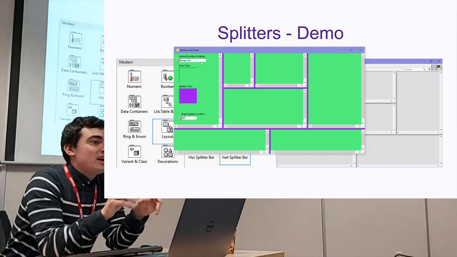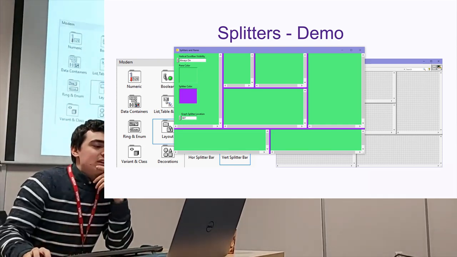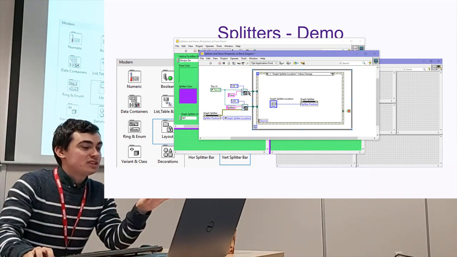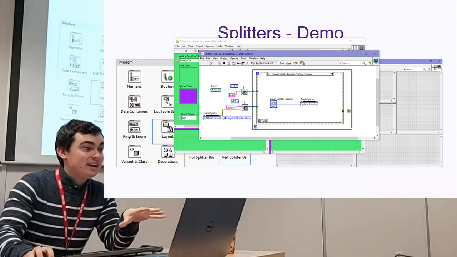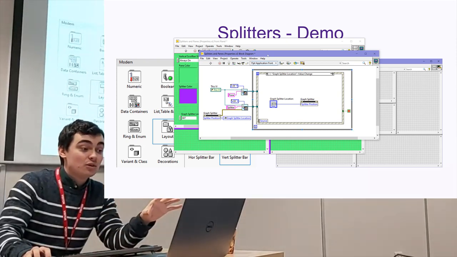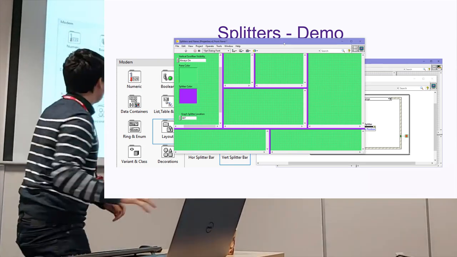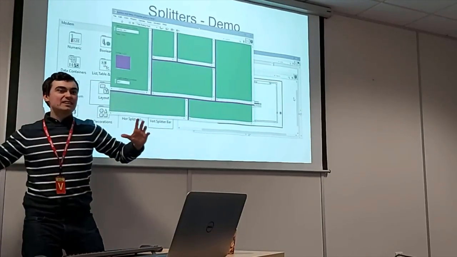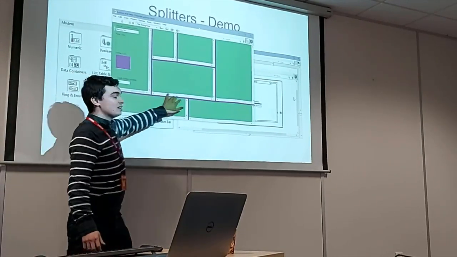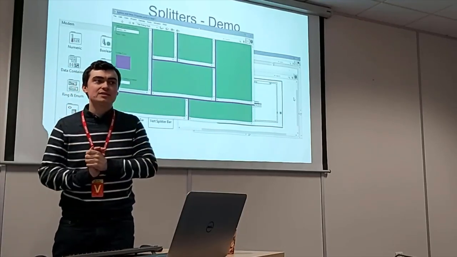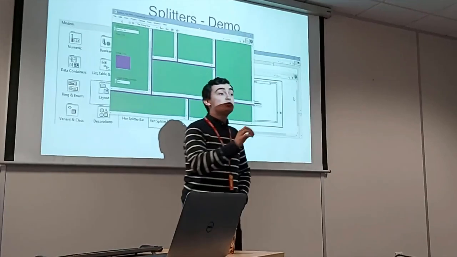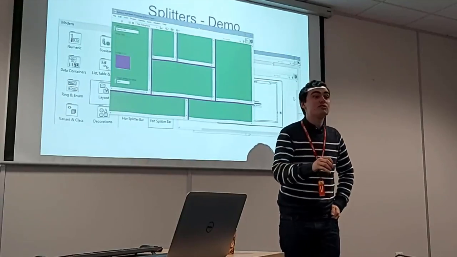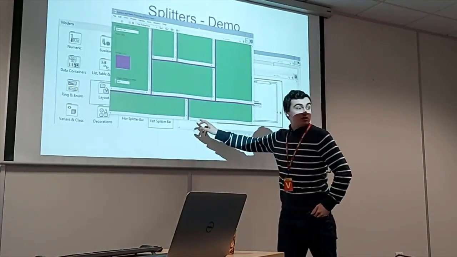Now, if we have a look at the code for this VI, notice how I'm just getting a reference to all of the panes and all of the splitters, where a pane is going to be one of these items, so 1, 2, 3, 4, 5, 6, 7 rectangles, they're all panes. All of the splitters are the items that split up those panes. I could get a reference to an individual pane or splitter and decide to turn on or off the scroll bars, both vertical and horizontal scroll bars, for the individual panes.